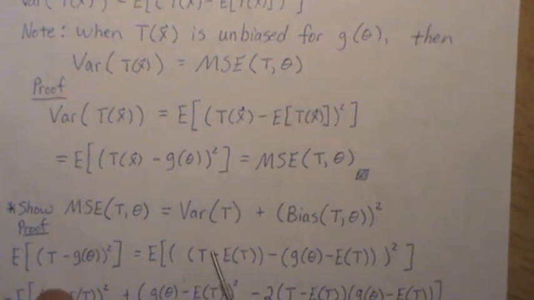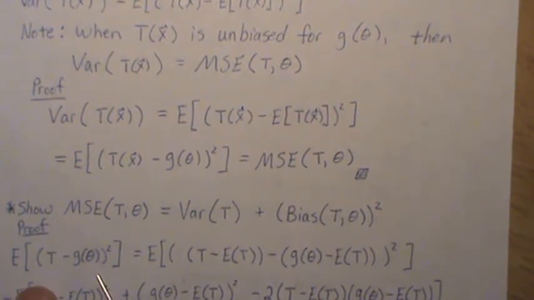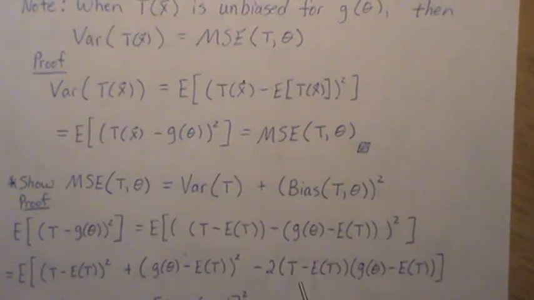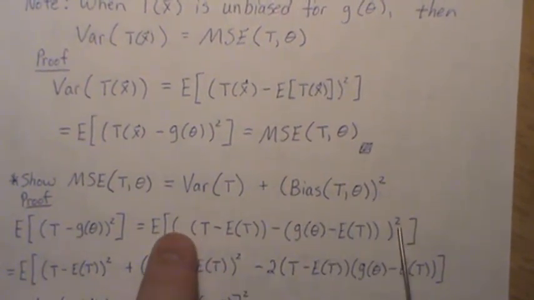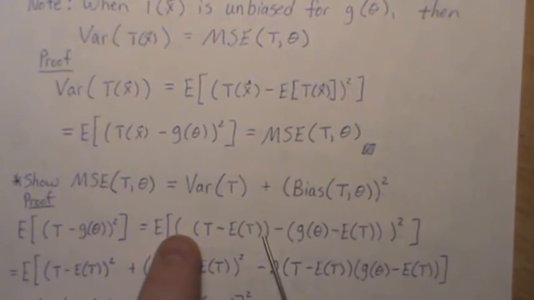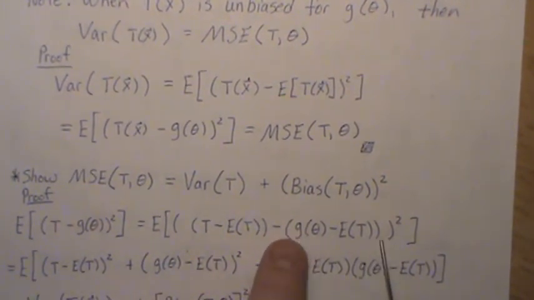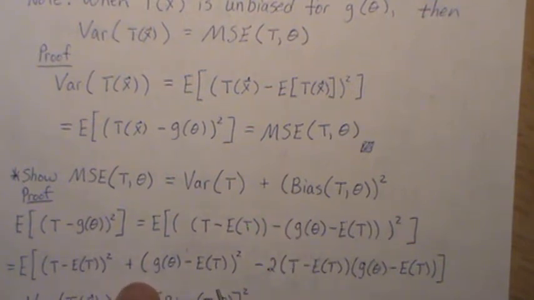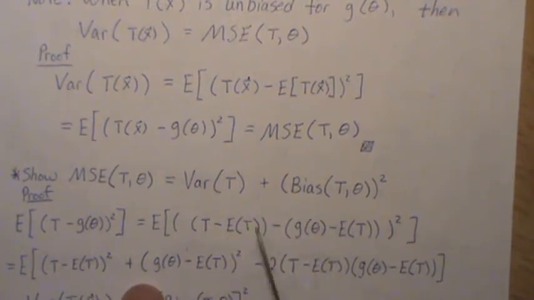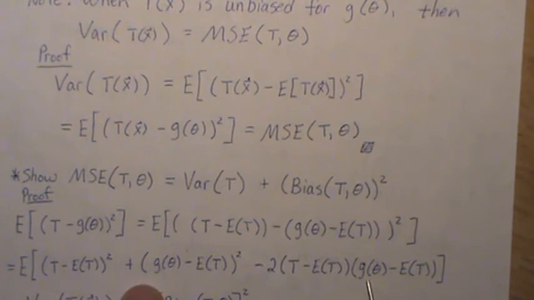So let's prove this. This is the mean squared error, and then here we add the expected value of T and subtract the expected value of T. And then we're going to square this, but we're going to think of it as a unit. So it's this squared, plus this squared, and then it's this times that, so you get 2 times this quantity here.